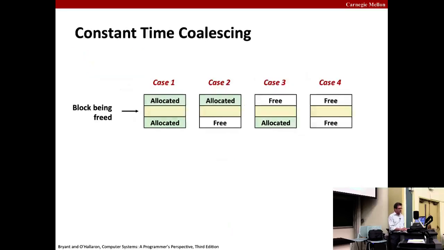Okay, so given that we have some block that we want to free, there are 4 cases that we need to consider when coalescing. The case where the next block is allocated and the previous block is allocated. The case where the next block is free and the previous block is allocated. The case where the previous block is free and the next block is allocated. And the case where both the previous and next block are free.